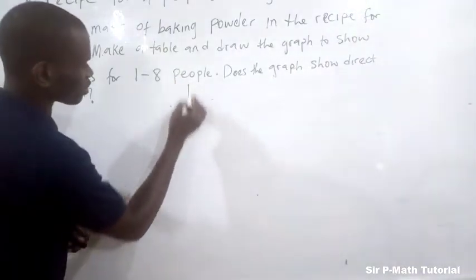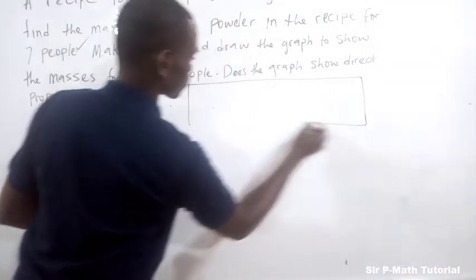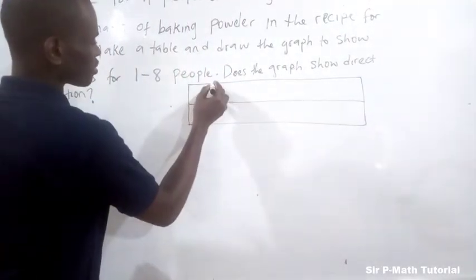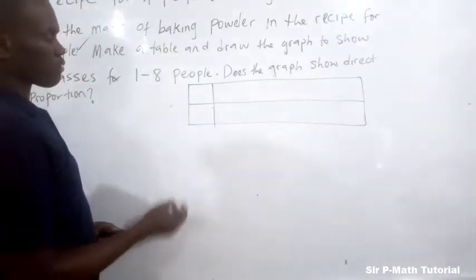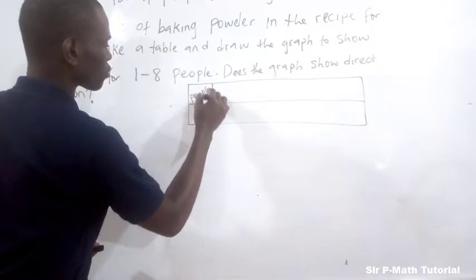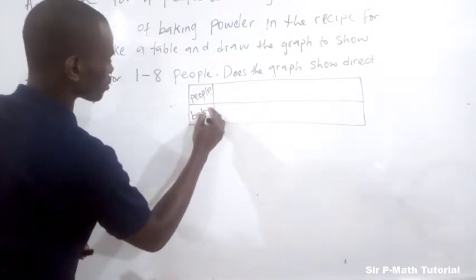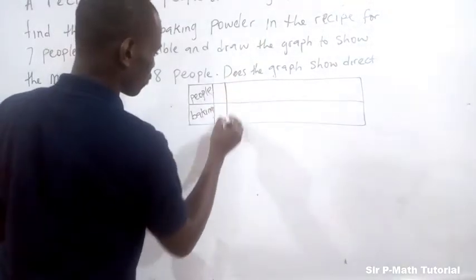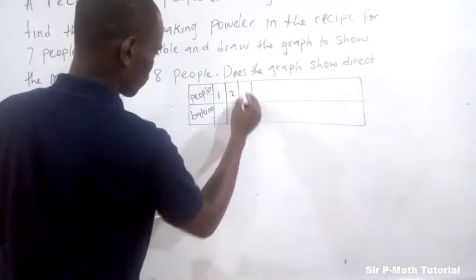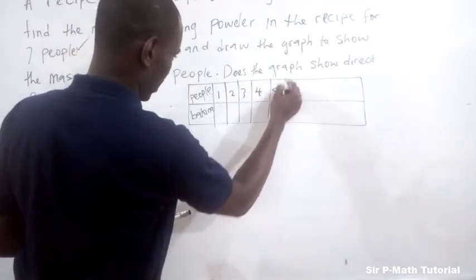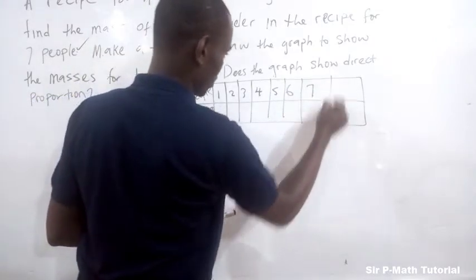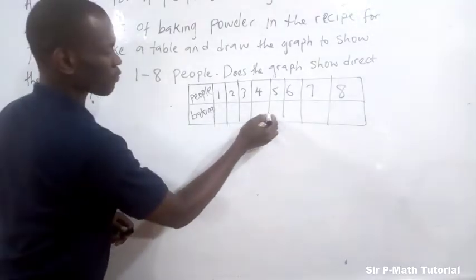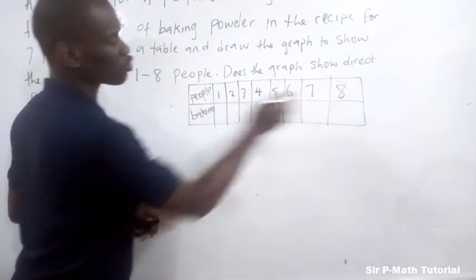I will draw a table for myself. We are going to be plotting a graph of people against the quantity of baking powder. So here will be my people, and here will be baking powder in grams. I have 1 person, 2 persons, 3, 4, 5, 6, 7, and 8. So let us get the quantity of baking powder required for 1 person to 8.